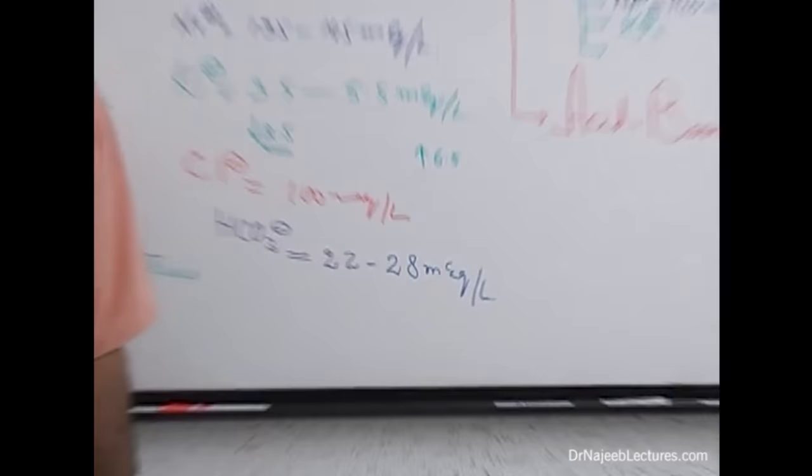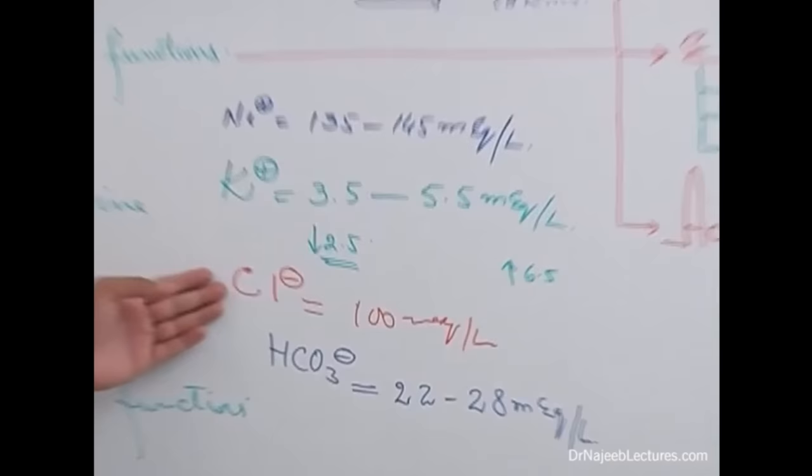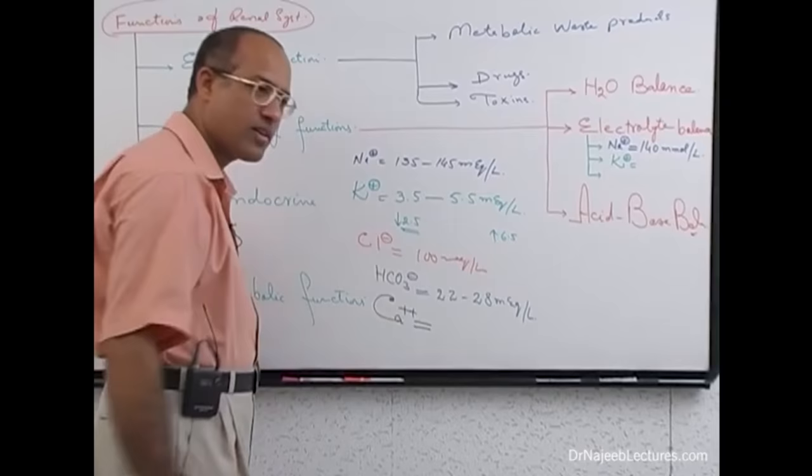Okay, this was some talk about the electrolyte balance. So it is the kidney which has to control the sodium balance, the potassium balance, the chloride balance, and manage the bicarb balance, and of course you should not forget your friend which keeps you strong, that is calcium. Calcium balance is also controlled by the kidney and many other organs that we'll discuss sometime else.